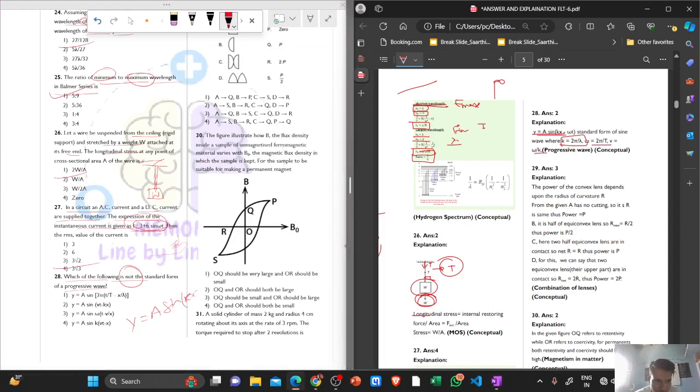As you can see, it is also written in this way, not this way, because there should be an omega, but it is written with v. If there is omega, it will be correct, but as it is v here, it will be wrong. So option second will be the correct answer, because it is asking which is not the standard equation. Option second is not the standard equation.